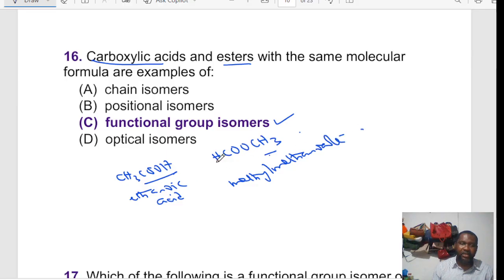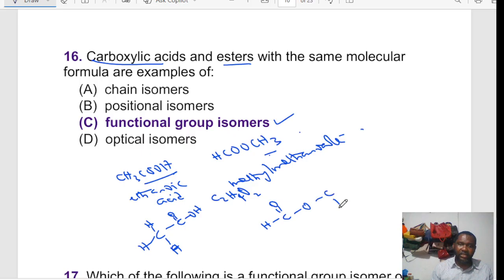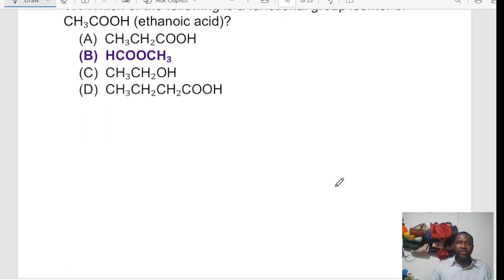If you check, both of them have 2 carbons, 4 hydrogens and 2 oxygens, and that makes a lot of sense. If you want to write the open structure, it's going to be CH3 with H H H, then COOH, or C double bond O, then OH. For this one, it's going to be H-C double bond O, then O, then CH3 with H H H. This is the open form. Some persons might be interested in this. Now that leads us to the next question.